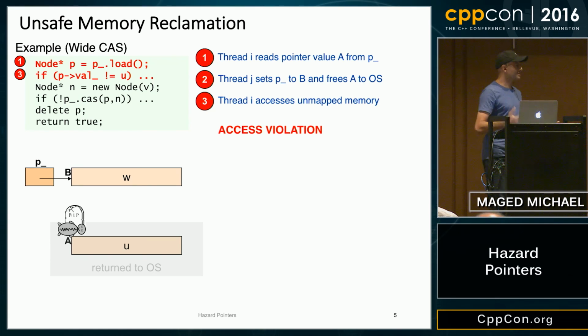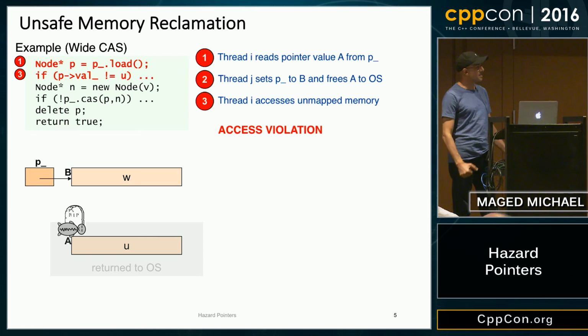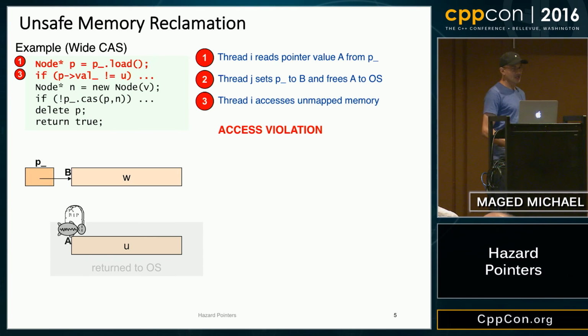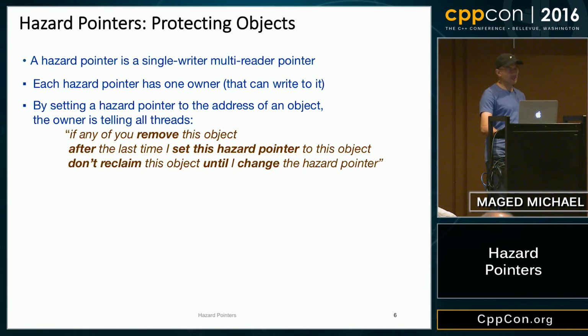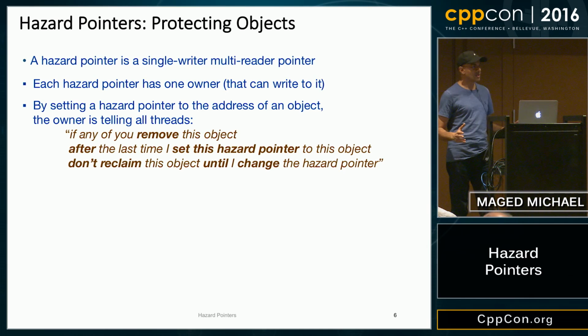In all these cases, ABA and memory reclamation issues, you could get incorrect results, corrupting your data structure, corrupting someone else's data structure, or access violation. So I'm going to switch to describing hazard pointers, and in its simplest form, it's really very, very simple.